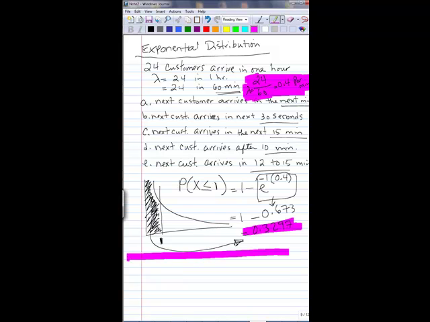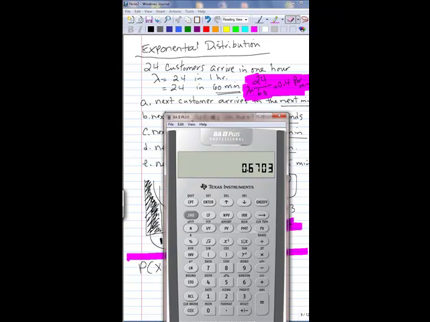Now, part B says, what is the probability that the next customer comes in the next 30 seconds? So that's the probability that X will be less than or equal to half of a minute, 0.5, 30 seconds. So that's 1 minus e to the negative 0.5 times 0.4, which is 1 minus this e term that I'm going to compute for you now.